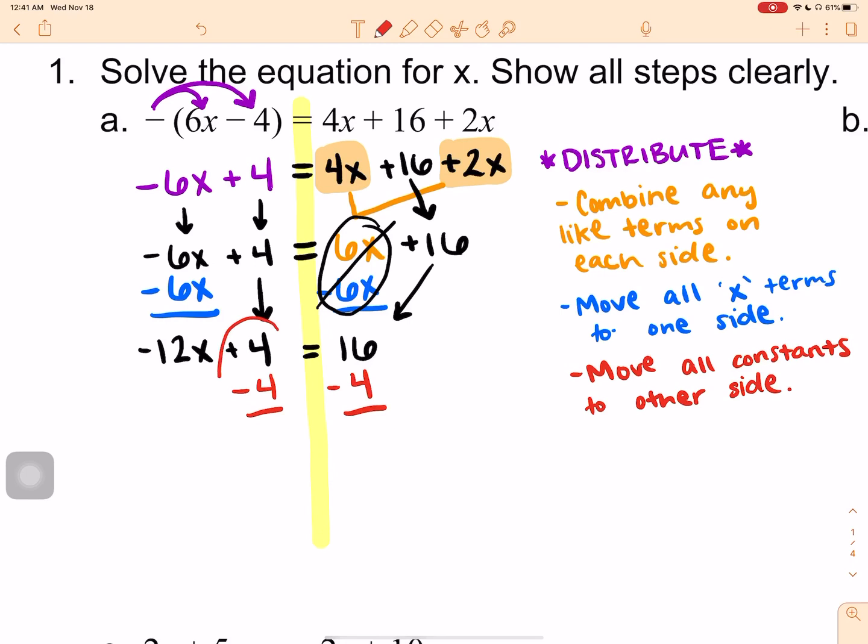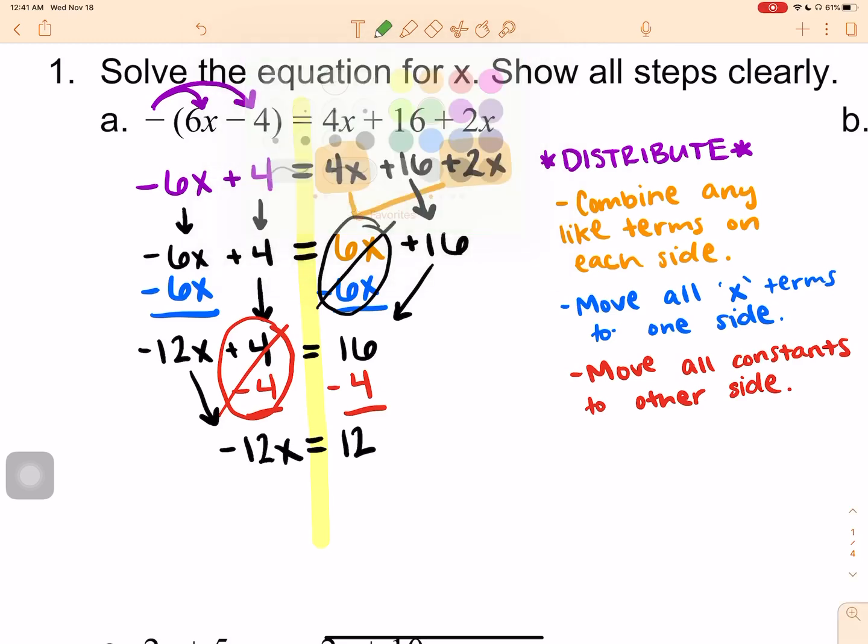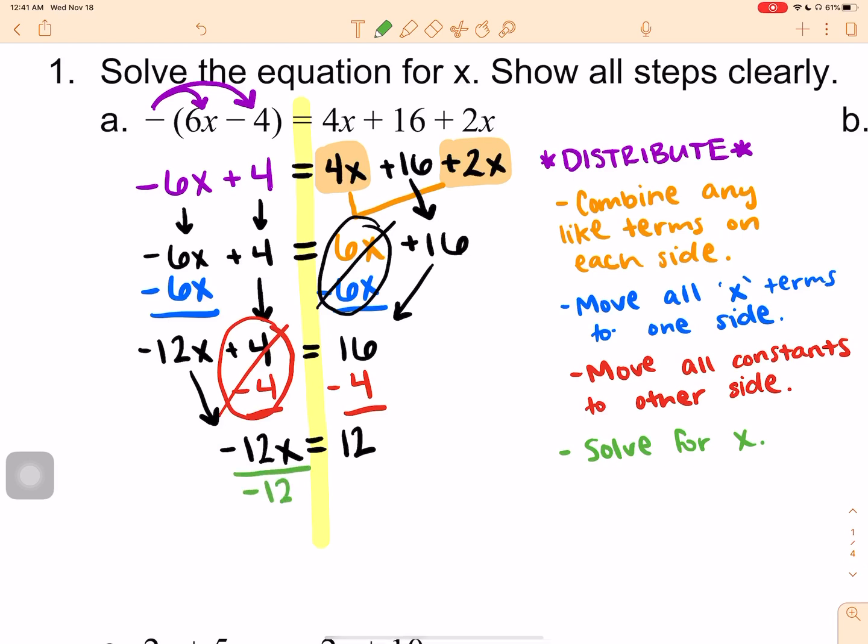Okay, on the left side, positive 4 minus 4 is just 0. So then I'm going to bring down the negative 12x. 16 minus 4 here is positive 12. So now your very last step is to solve for x. So you have to do whatever you need to do to solve for x. In this instance, I see here that we have a negative 12 times x. So since that is multiplication right here, negative 12 times x, I need to divide both sides by negative 12.